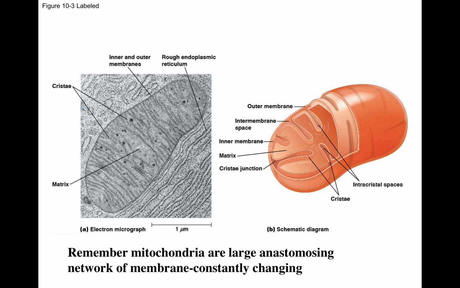Okay, as I mentioned before, mitochondria are not the little kidney beans, but they're a large anastomosing network of membrane constantly changing. And the reason we have this picture in our head of these is mostly because that's what you see in books. And when we take an electron micrograph, you're just taking a slice in time, a literal slice, as you slice through the tissue whenever that is fixed. But if you could watch them over time, you'd see that they change shape and position constantly.